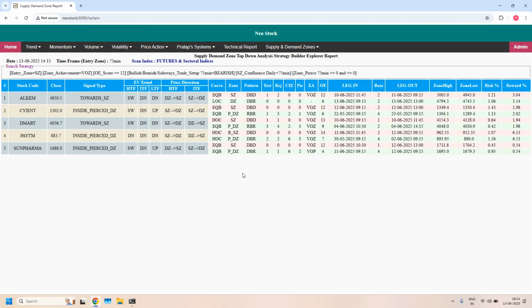In these 5 stocks, these 75-minute supply zones are overlapped with the daily supply zone. And the daily trend is a downtrend in all the stocks. Let's further filter if any of the daily supply zones have daily EMA confluence. In that case, the overlapped 75-minute supply zones might have a higher probability of success.